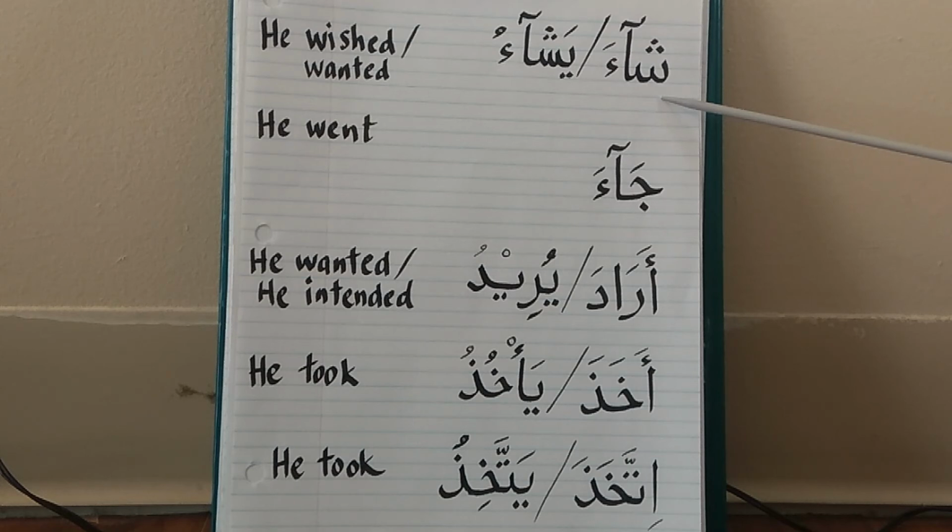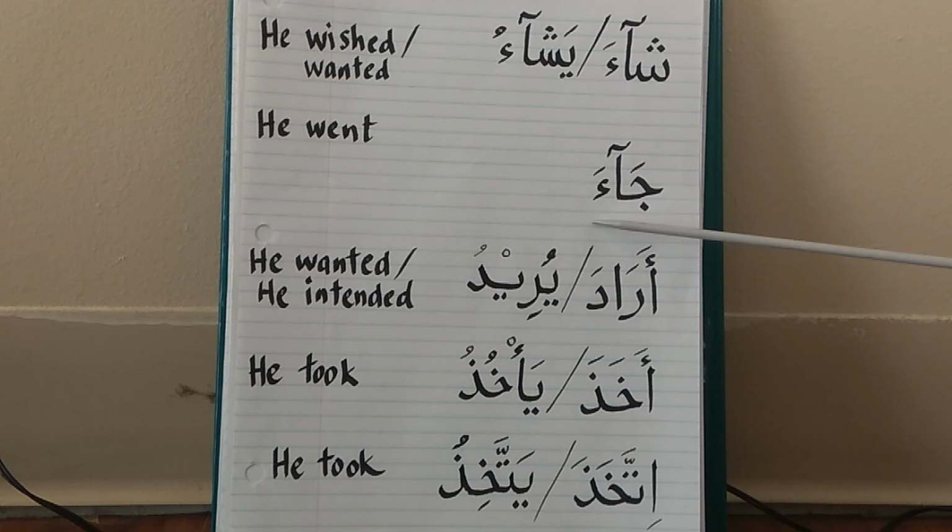Sha'a means he wished or he wanted. It has present tense yasha'u. It's the same word that comes in the phrase insha'Allah. Ja'a means he went. I'm not including the present tense because it's not so common in the Qur'an.